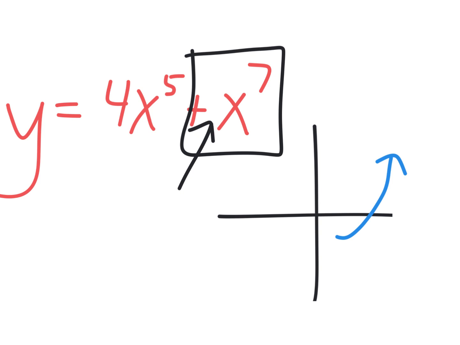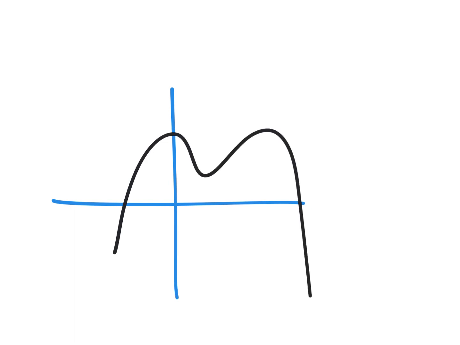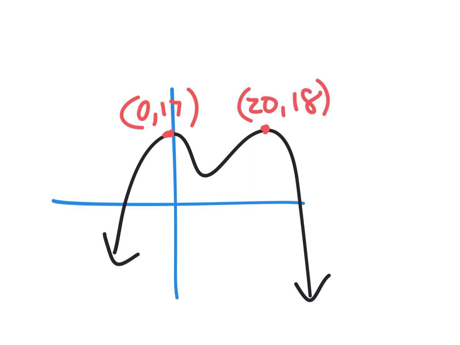All right, next little thing. Would you agree that this graph has 2 high spots? They are both high spots. Now, one of them does appear to me anyway to be higher than the other. And so let's talk about that. Let's say that this is at 0, 17, and this one's at 20, 18. Now we know for sure that they're both high spots, but one of them is highest.